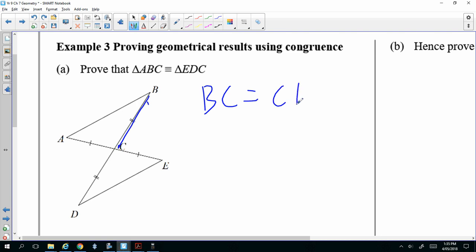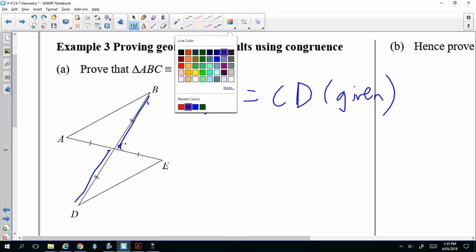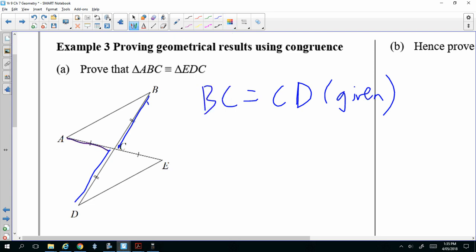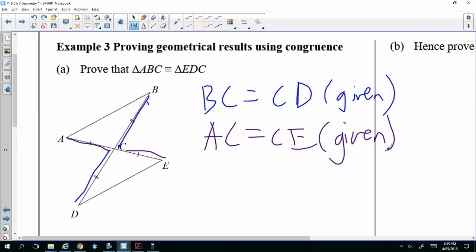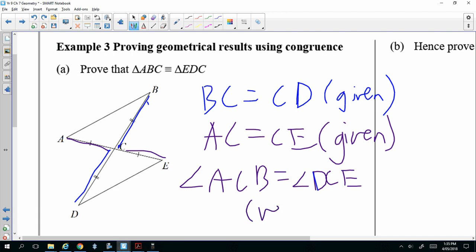Very nice. Okay, let me ask another student, Tara. Can you find another two things that are equal? Yep, AC and CE, good. AC and CE, that's also given. We've got two things now. We just need one more. Let me ask one more student. Yeah, Declan. Yep, angle BCA and angle ECD, that's vertically opposite. Oh, very nice. All right, we've proved it.